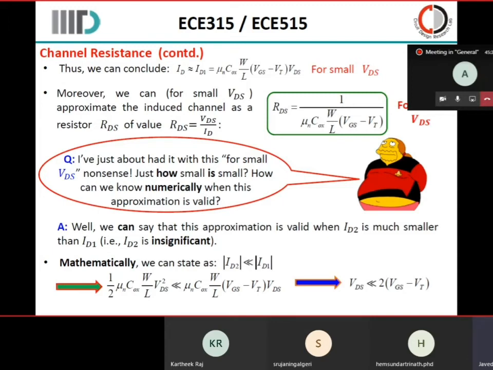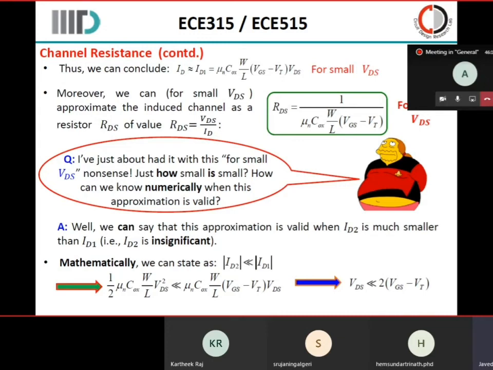Mathematically, that was later defined, which I understood also later, as the magnitude of ID2 has to be very small compared to the magnitude of ID1. So it has to be insignificant given the change. How do you define that? Half mu n Cox W by L VDS square should be very small compared to mu n Cox W by L VGS minus VT into VDS. This gives the result that VDS has to be very small compared to 2 times VGS minus VT.